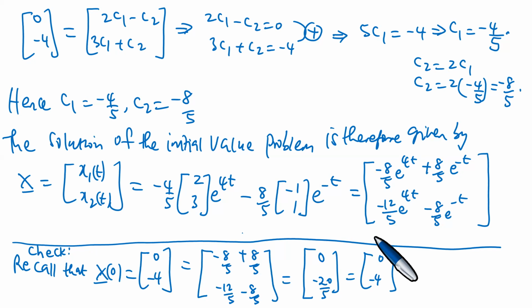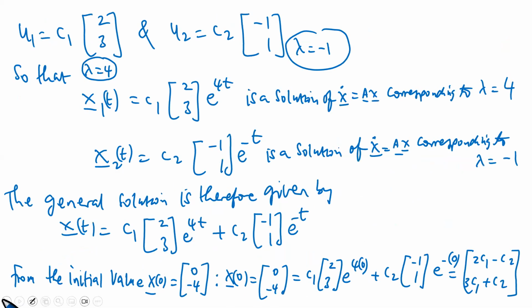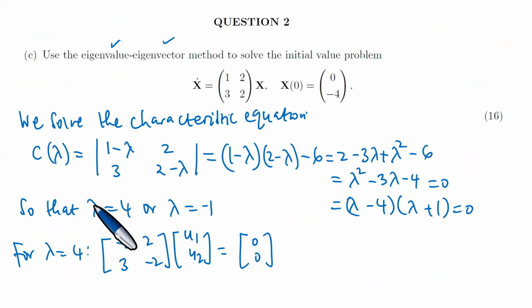And obviously, we have solved this problem. What was the problem? The problem was use eigenvector method to solve the initial value problem. We found the eigenvalues 4 and minus 4, and the eigenvectors were found, and we solved the initial value problem. And this is the solution.